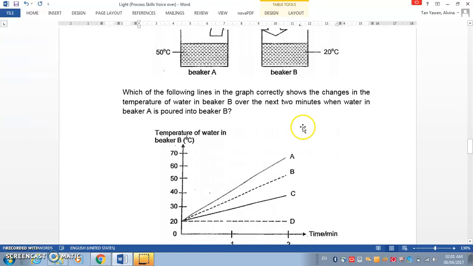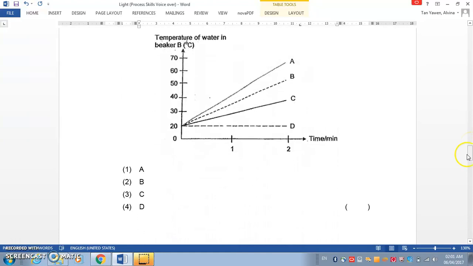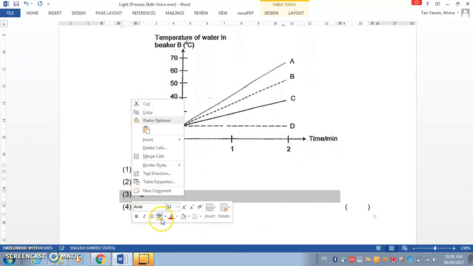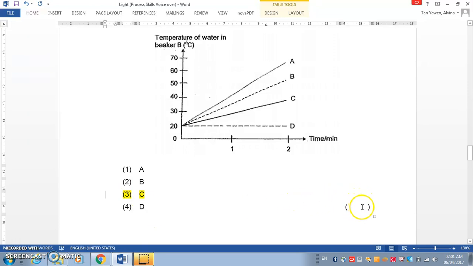Therefore, B and A are out, because the temperature at which they end is above 50 degrees Celsius. So let's look at C and D. D remains at a constant 20 degrees, which shows that there is no change in temperature. So this answer is also wrong. By elimination, we will be able to deduce that the best answer is 30 degrees Celsius, with the option of number 3.